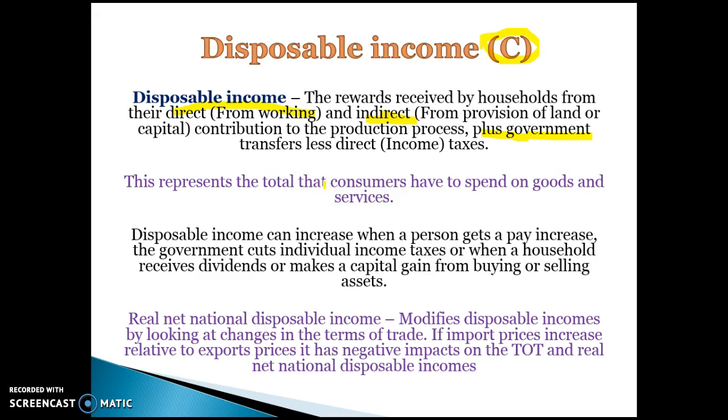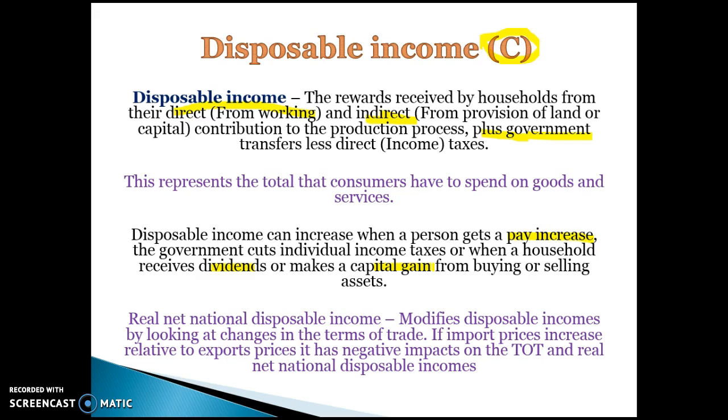When disposable income increases, it can come about from a person getting a pay increase, or it can come about from the government cutting individual tax rates. It can also occur when people receive dividends or make capital gains on stock, etc.